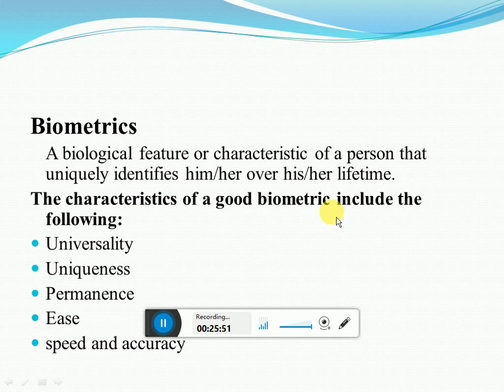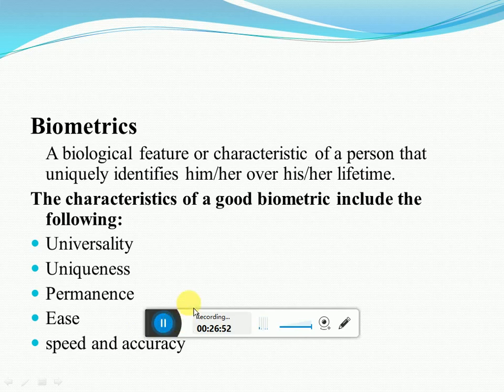The characteristics of good biometric systems are universality, uniqueness, performance, ease, speed and accuracy. In a biometric system, the distance between two templates, the first being a fresh biometric sample and the second the stored template, will be measured. We are going to call this D. If the distance between a fresh and a stored sample is small, then the match is closer. If the distance is large, then there will be no match between the two. Based on this theory, most biometric systems work.